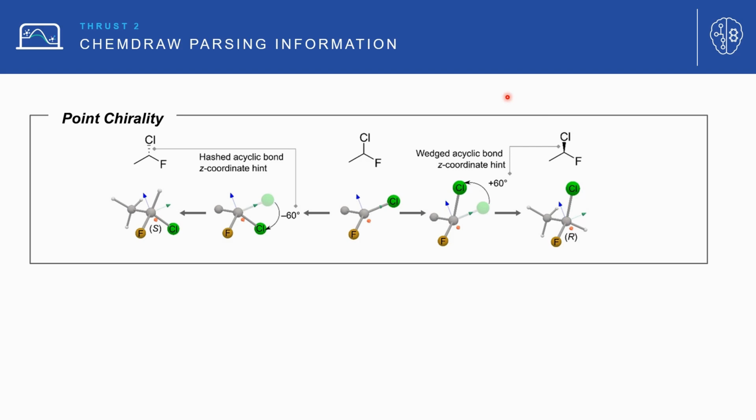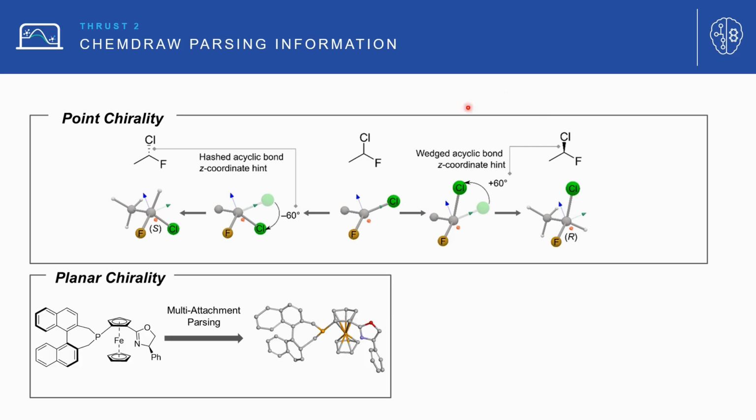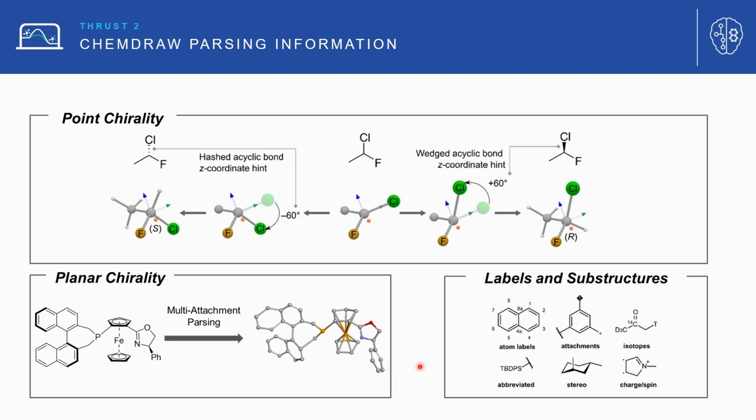But we also have the ability to parse more unique forms of chirality, including planar and axial, which means not only can we recognize when certain functional groups should be bent out of the plane, but we can maintain multi-attachment points and even point chirality all within the same molecule just upon initial parse. In addition, we can see different labels associated with different atoms. We can read attachment points, we can read isotopes, and we can, most importantly, read charge and spin so that we can understand when we should and should not add implicit atoms.